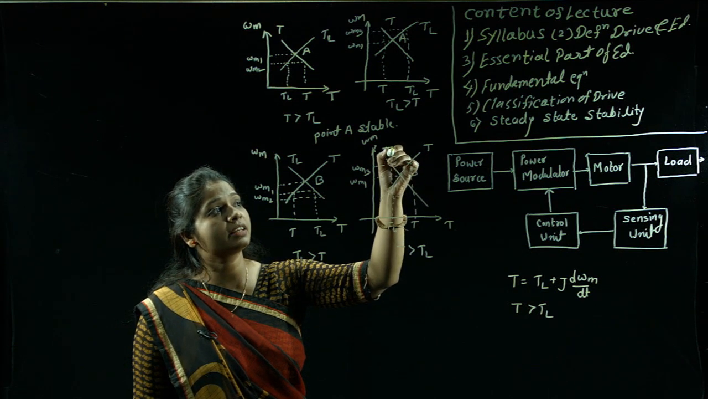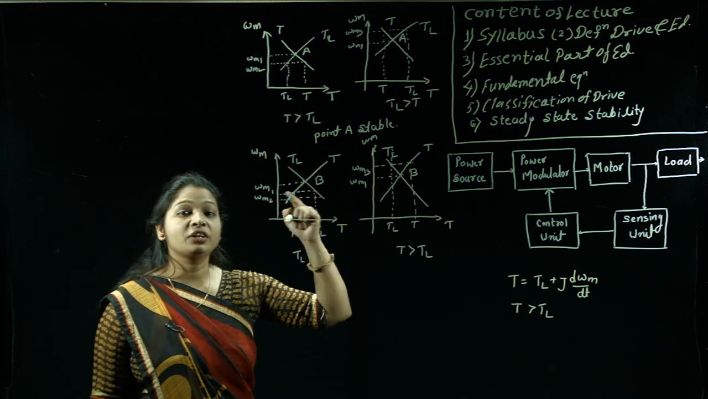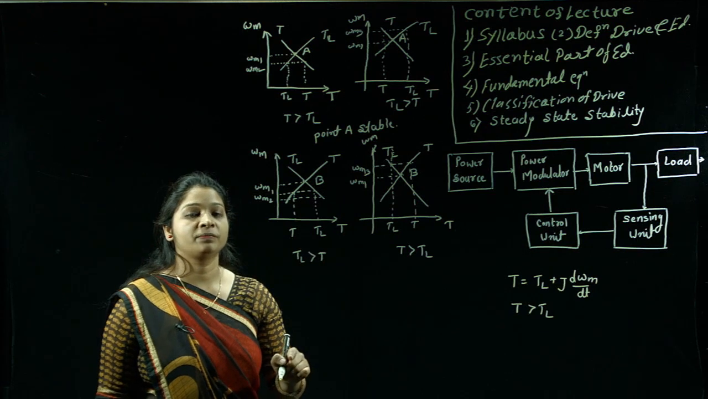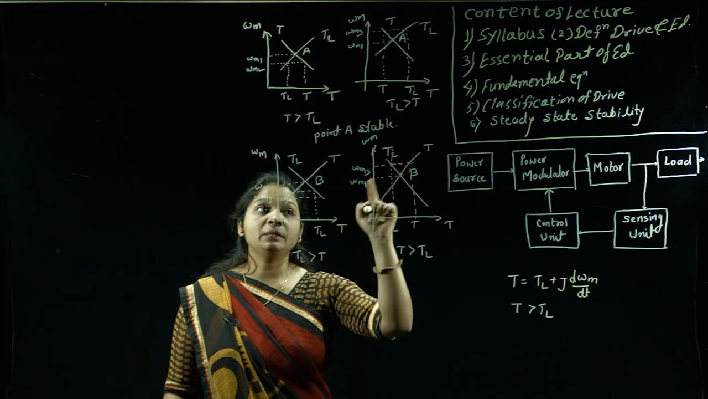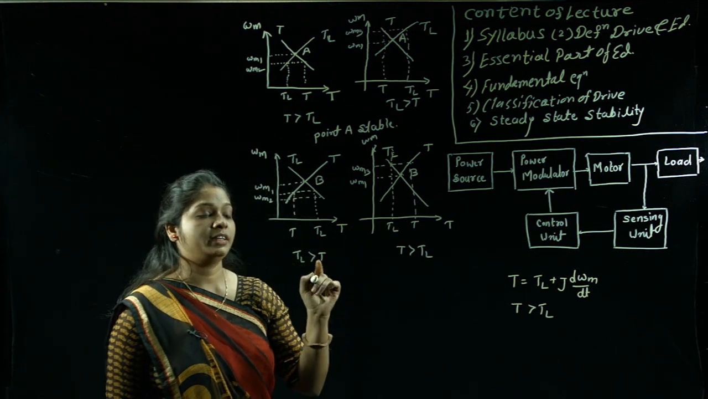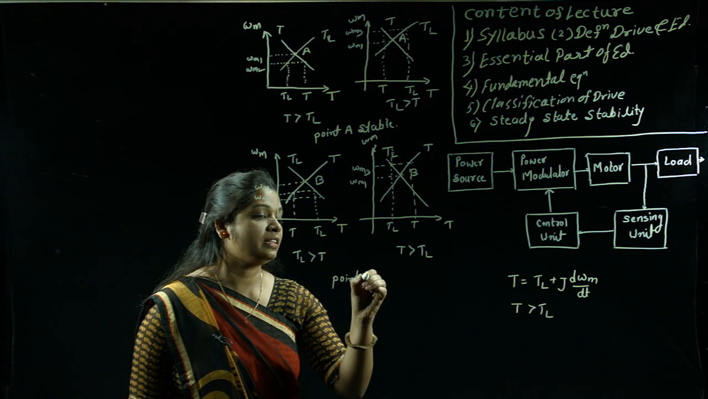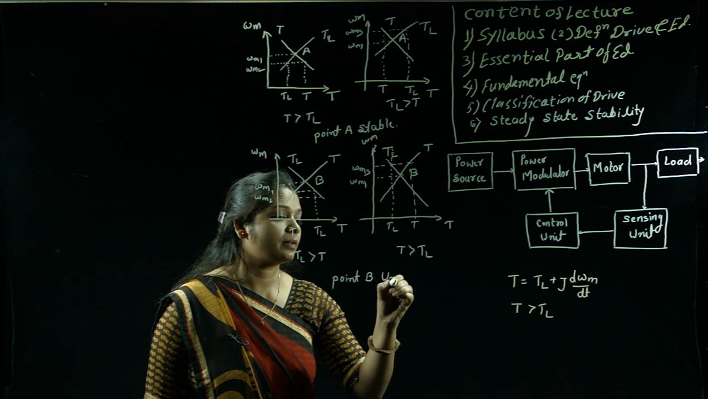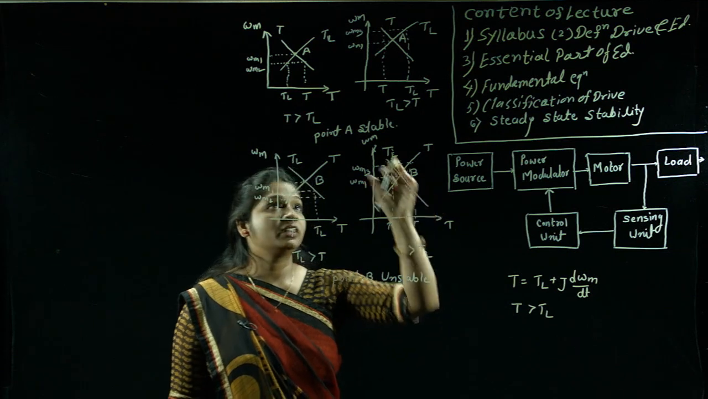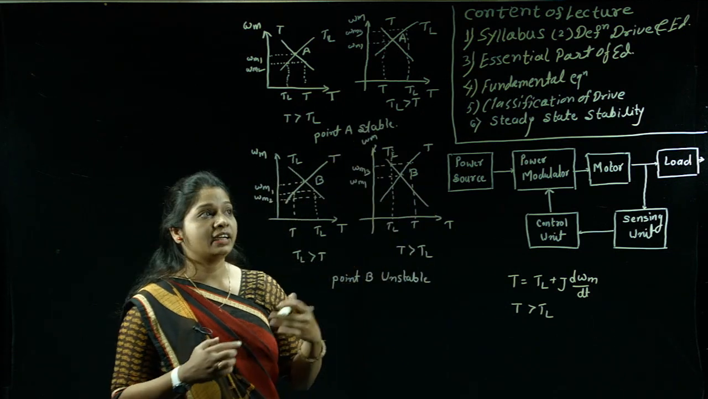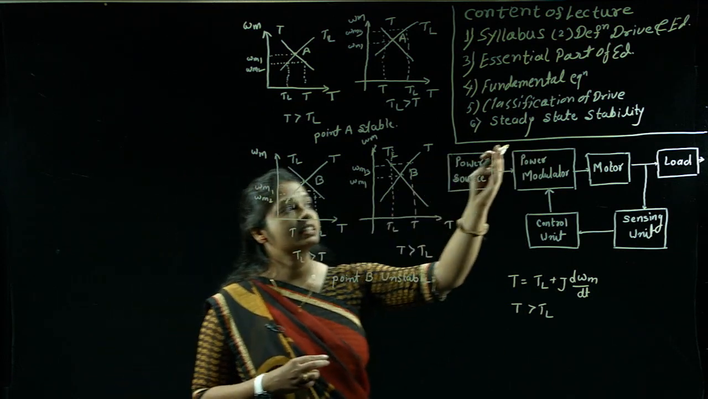Speed increases upward and moves away from B, which means that point cannot restore its original position. That's why point B is an unstable point. So from the graphical representation also, we can decide the steady state stability, or we can examine the steady state stability.